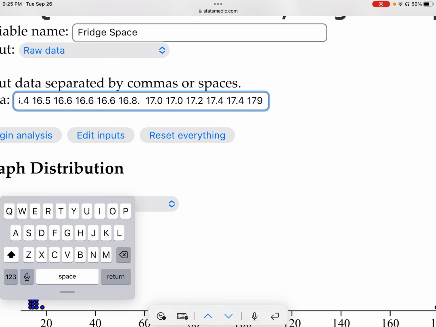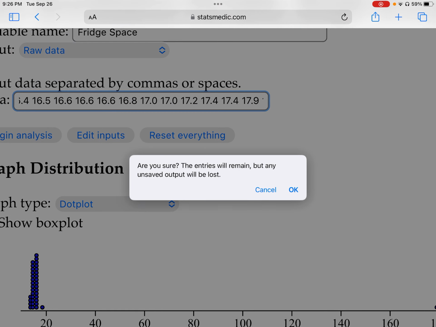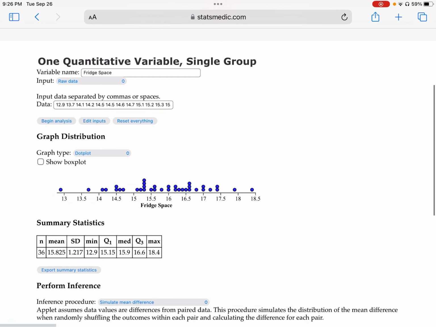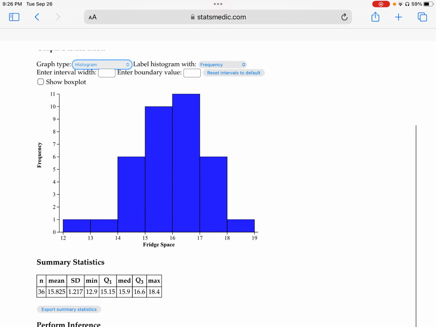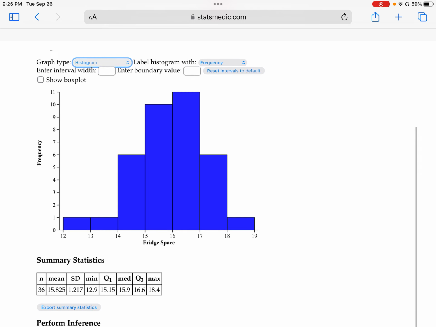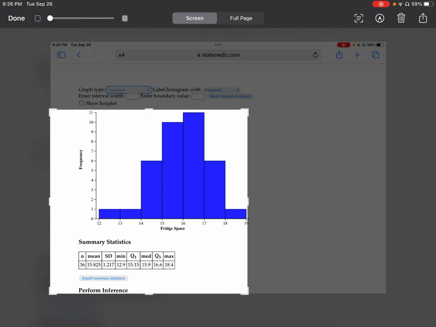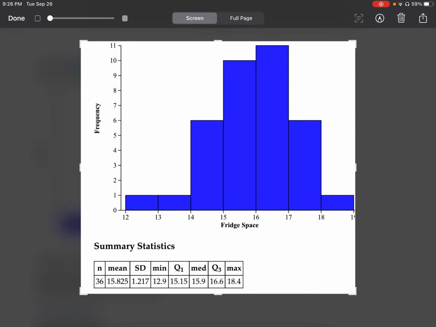So, aha, I found it. You see it right there? 17.9. It'll say, you sure? I'm like, yeah, I just modified it. So there we go. Begin analysis. Let's do the histogram. That's what it asked me for. And there you go. So let's just take a screenshot of this bad boy. Put her in there. You might as well just leave the summary statistics. Why not?